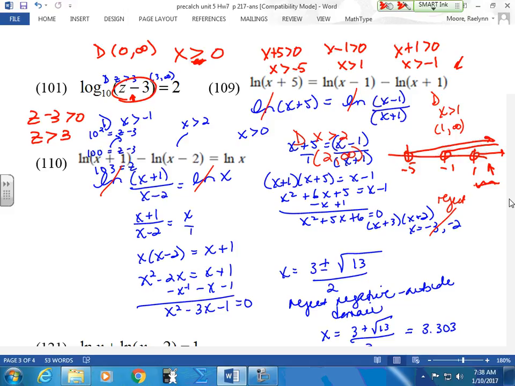Let's take a look at the log if you could see it. I don't know where this all came from, this red, but somewhere.